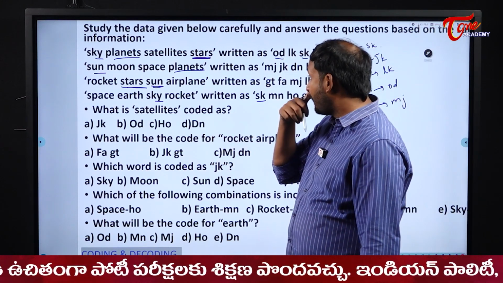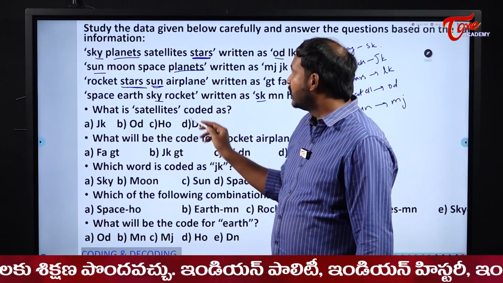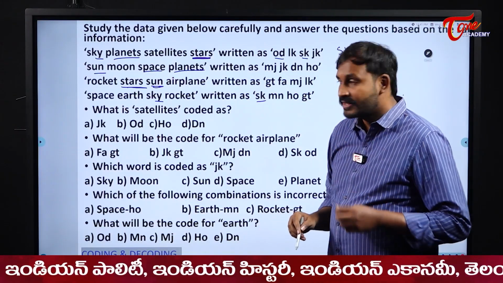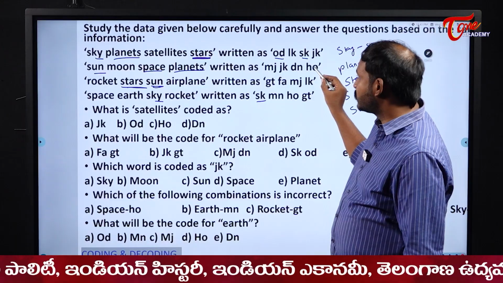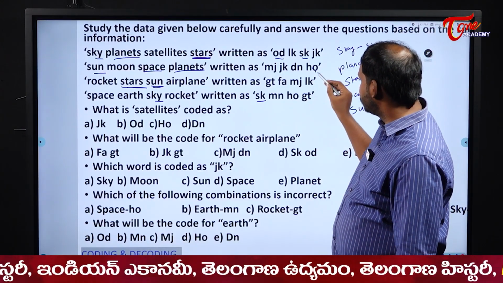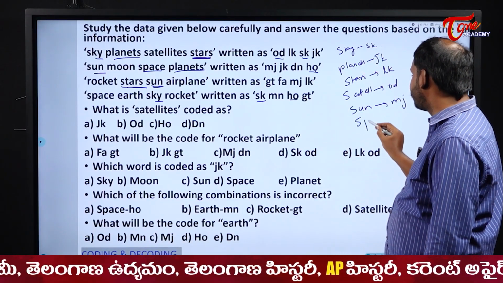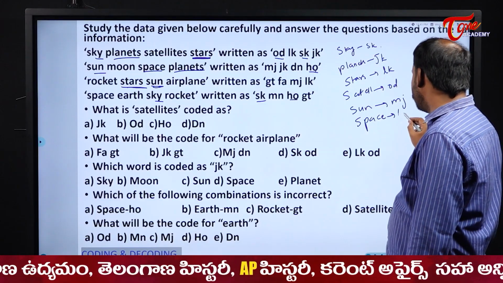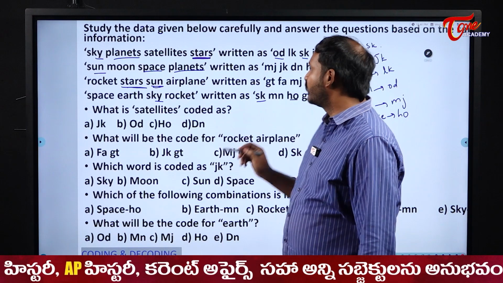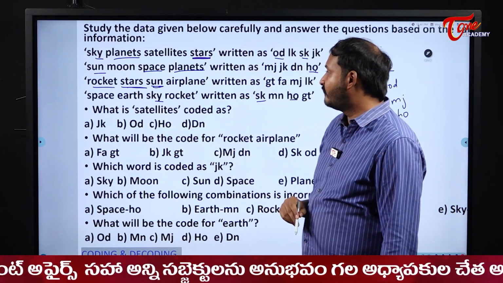Next, moon. Where do we have moon in any other one? No, we don't have. Next, space. Yes, space was there in the first and last one. What is common in the first and last, students? The common thing is HO. So the code for space is HO. Next, planets. Already we have written the code for planets. That is gone. Next, rocket. Rocket is there in the second, third and fourth.